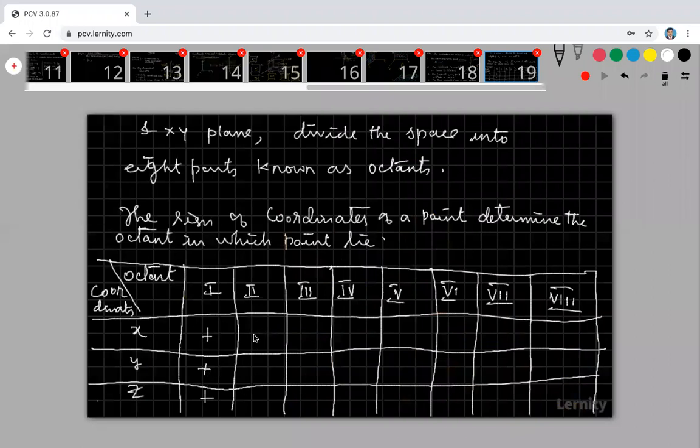Okay, if x is negative and my y, z are positive, this is my second octant. In the second octant, x is negative, y is positive, z is positive. In the third one, x and y are negative, z is positive. In the fourth one, this is plus minus plus. Fifth one, plus plus minus. The sixth one, minus plus minus. Seventh one, all three are negative, and the eighth one, plus minus minus. Okay, Kanna?